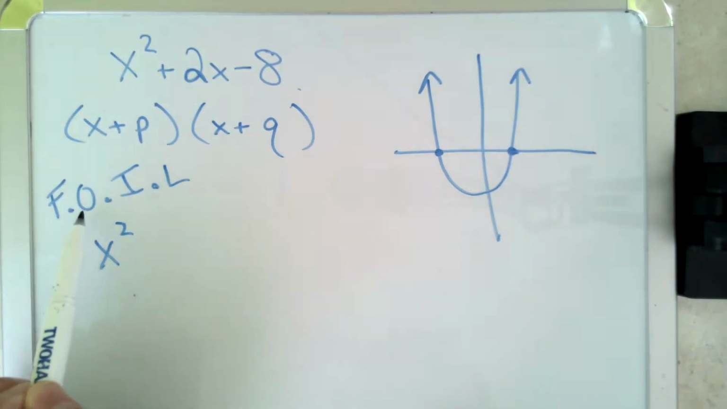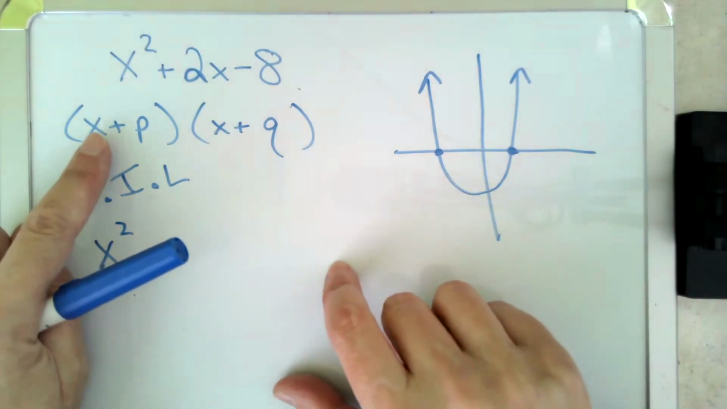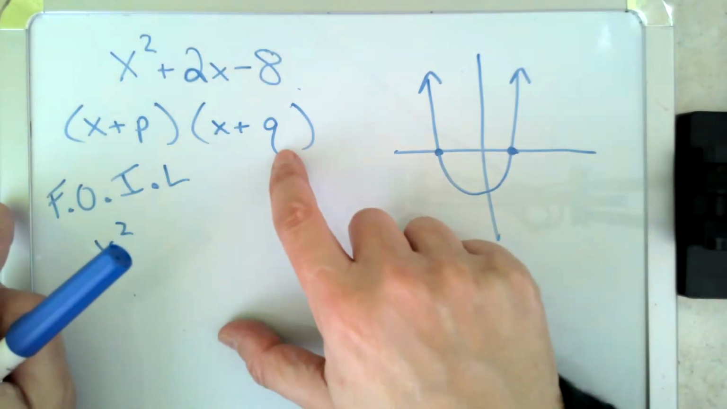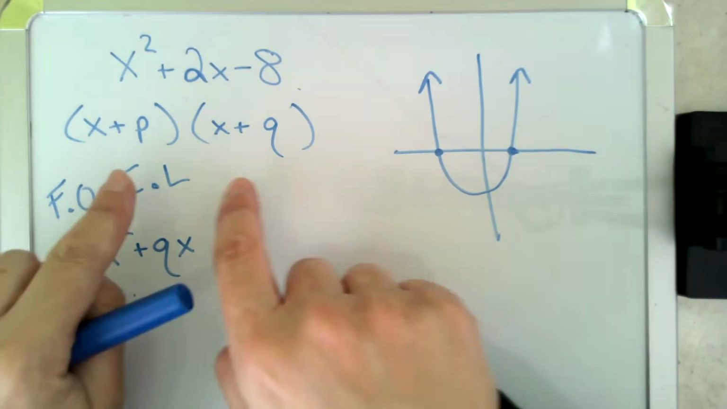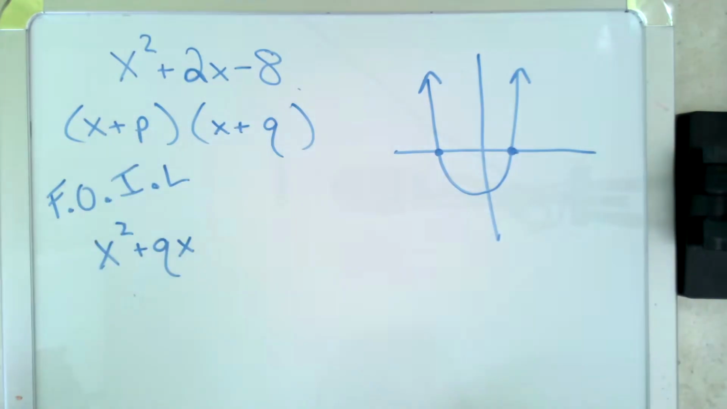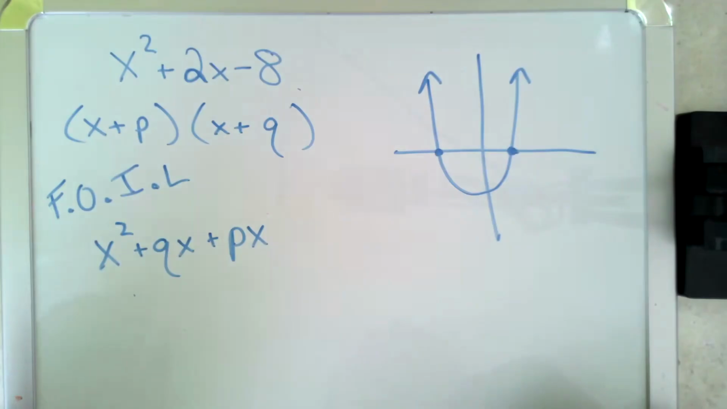Now I'm going to multiply the outsides of my whole parenthetical situation. So that's the x is the outermost here, and the q is the outermost here. Now I'm going to multiply the insides. The p and the x are the inmost. And finally, I'm going to multiply the lasts. The p and the q are the last in each parentheses.